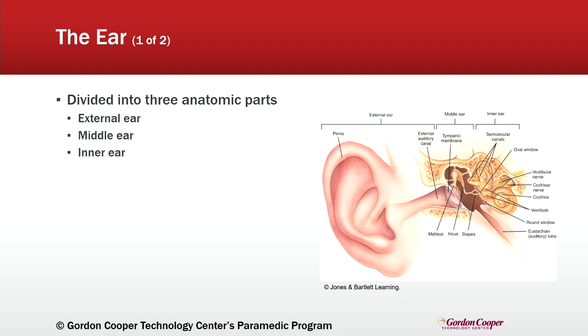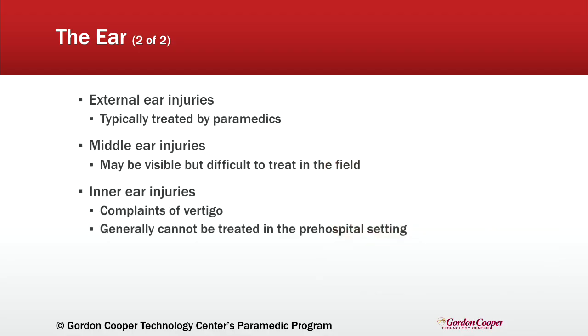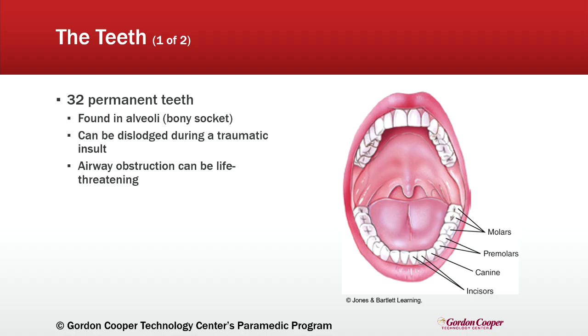So when we get into the inner ear, it contains a whole lot more things. The difference is that an infection in the outer ear is not quite as bad. One in the inner ear is typically going to affect balance and coordination. Paramedics typically treat injuries to the external ear. While injuries to the middle ear may be visible, they're usually difficult to treat, especially outside of the hospital setting. There's just not much we can do for those in the field, and they're typically not life-threatening, so we don't need to worry about doing a whole lot with that.